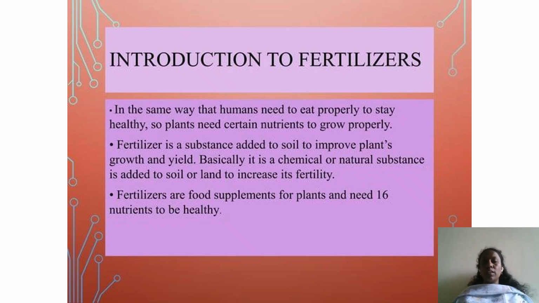For healthy yield and growth of the plant, we need a fertilizer as a substance which should be added to the soil to protect the plant from insects and pests and as a natural substance to increase the fertility. So they are like a food supplement to the plant, and there are about 16 inputs required for a healthy plant.